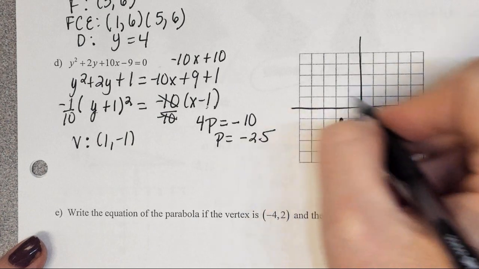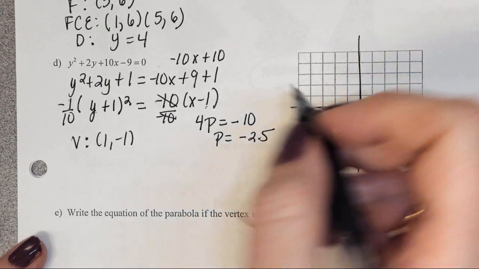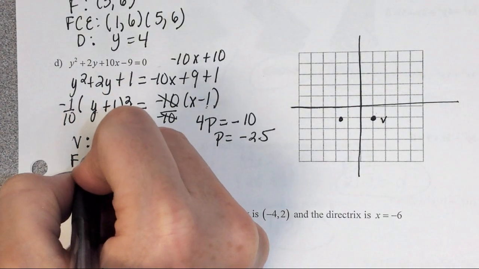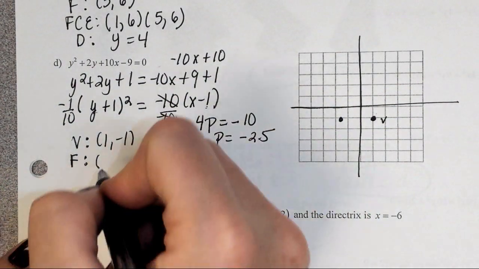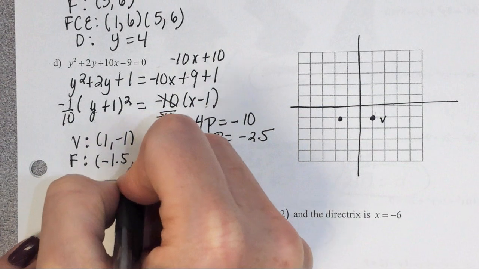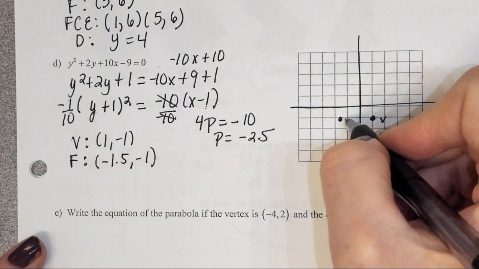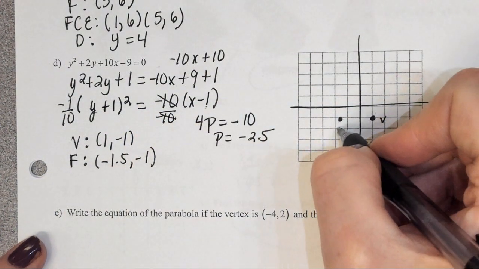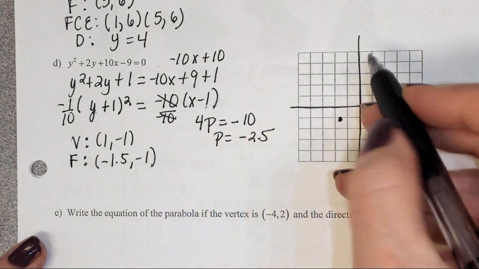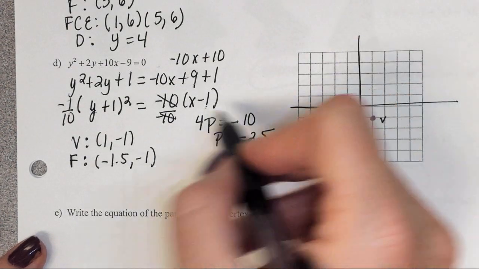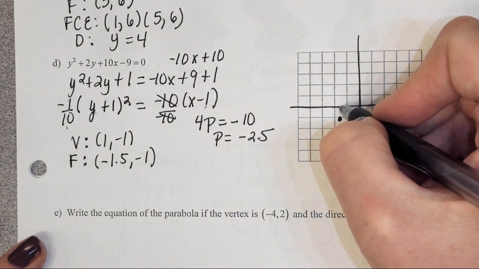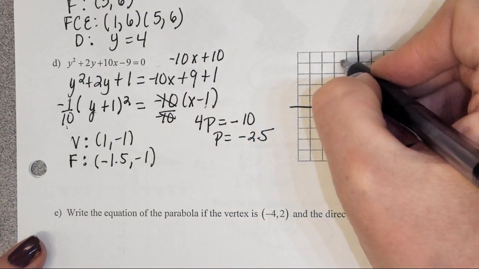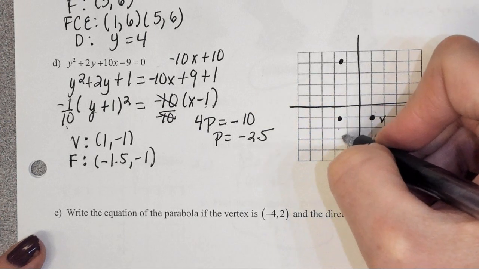Because y is getting squared, I have to have two y's, so I'm going to go left. That focus is then going to be at negative 1.5 comma negative 1. Now my entire focal chord has to have a length of 10, so I'm going to have to go up 5 and down 5.